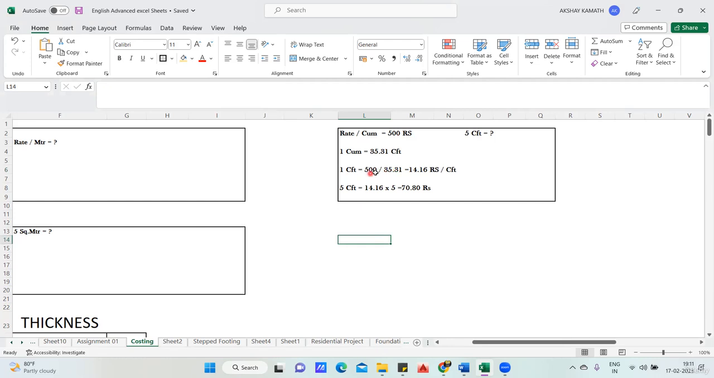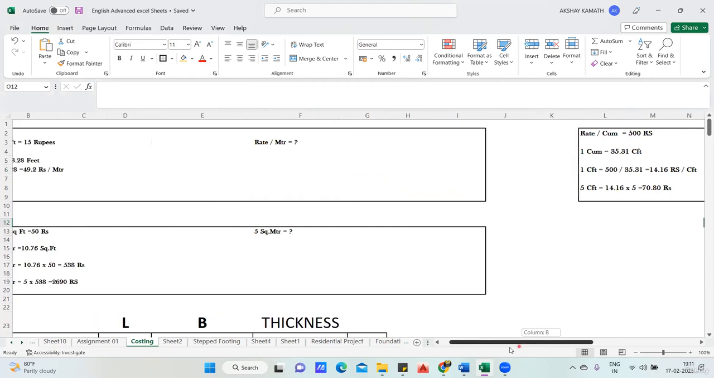So 1 CFT is equal to 500 rupees into 500 divided by 35.31, is what I have done. I'm getting 14.16 rupees per CFT. This is for 1 CFT. He's asking for 5 CFT. So what you'll do, 14.16 you multiply by 5, it will be 70.80 rupees.